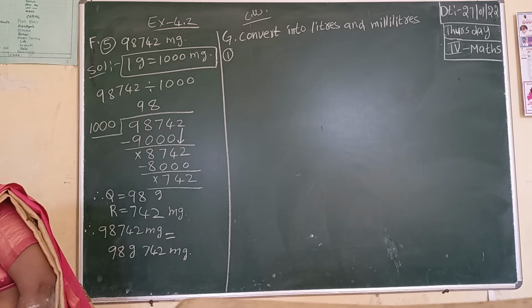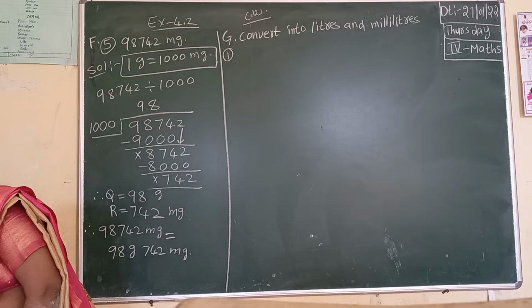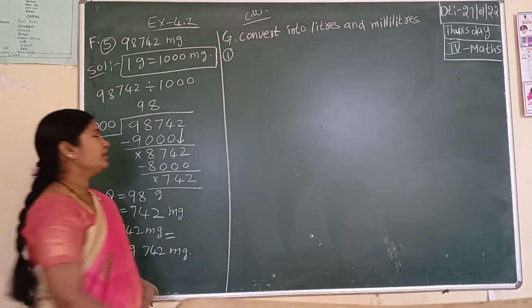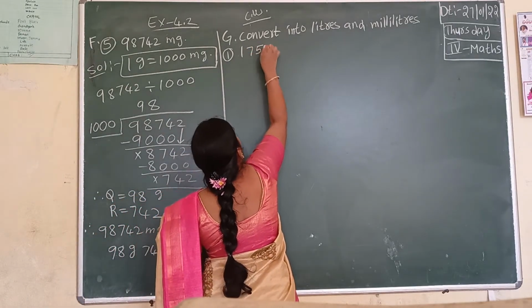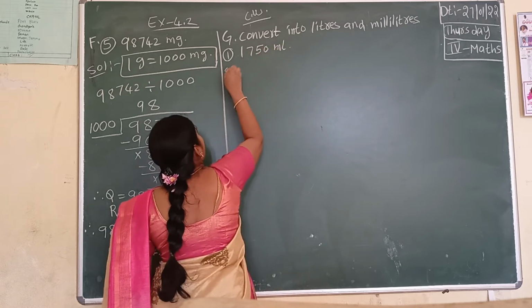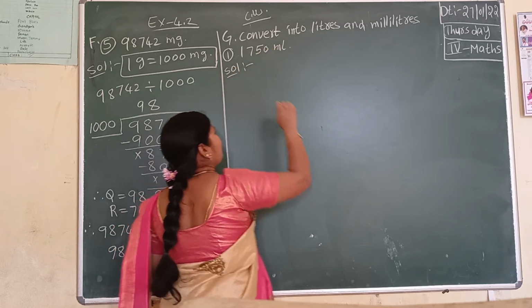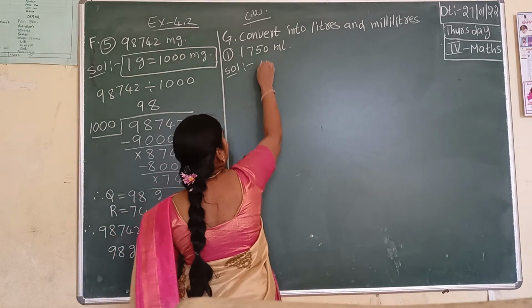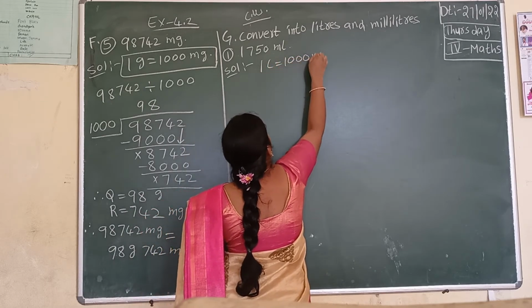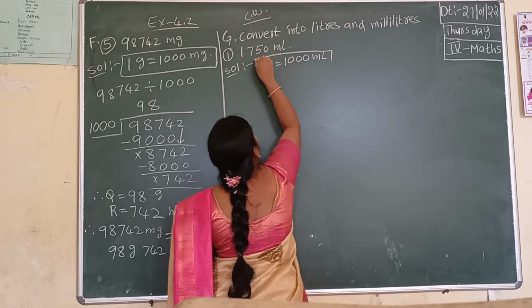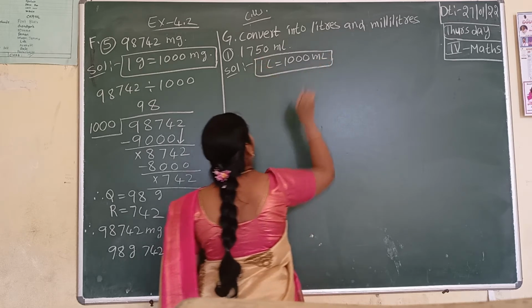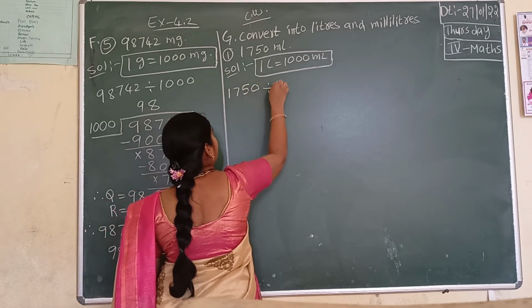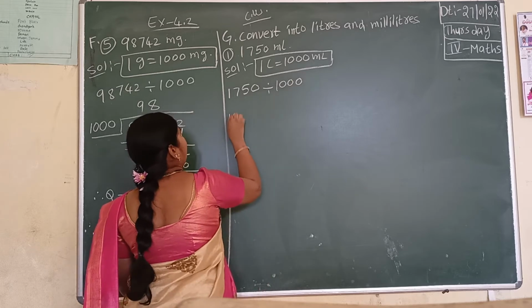1 liter is equal to how many milliliters? Yes, 1 liter is equal to 1000 milliliters. First write down the given question: 1750 milliliters. Here you have to convert these milliliters into liters and milliliters. Take the formula: 1 liter is equal to 1000 milliliters. Okay. Now you have to do division. 1750 divided by 1000. Do the normal division.